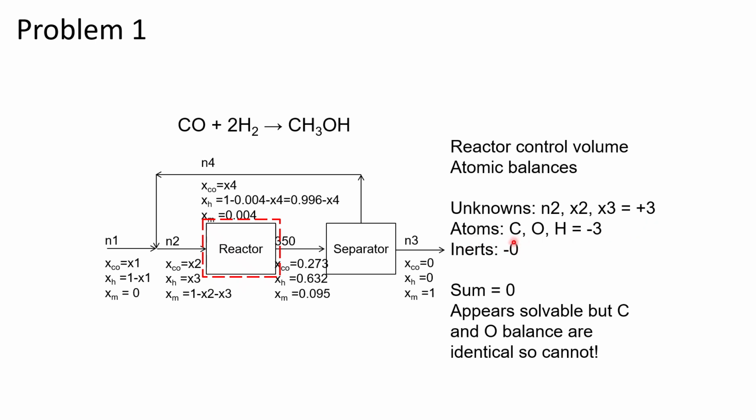We have 3 atoms if we just count them. So we might attempt to put a -3 here. And since there's no inerts, when we sum these all up, we find the sum is 0. But we have exactly the same problem we had with the overall control volume. The carbon and oxygen balances are identical. So we cannot solve for any of the unknowns with this control volume. If you remember, the reason that they're the same is that the ratio of carbon to oxygen is the same in the reactant CO as it is in the product methanol. And these do not appear in any other reactant or product. It's unfortunate, but that's the case with this particular problem.